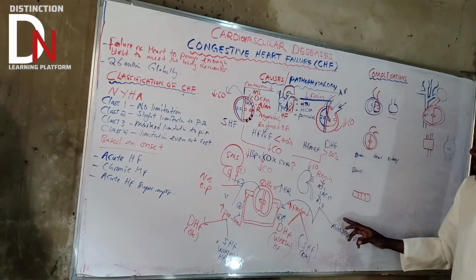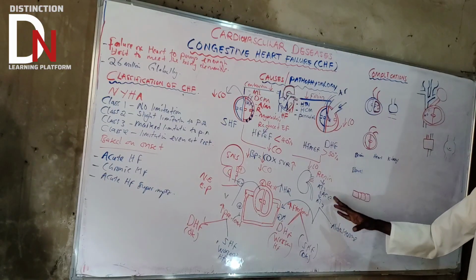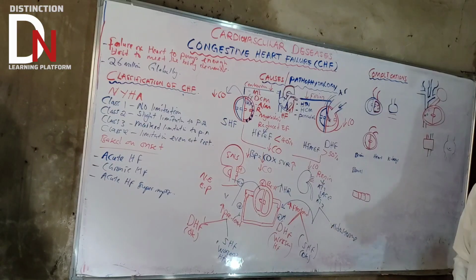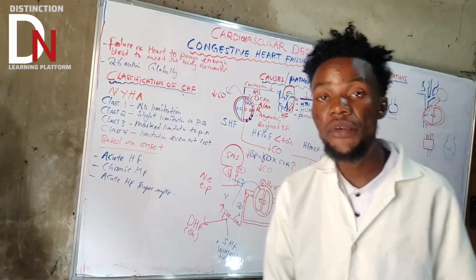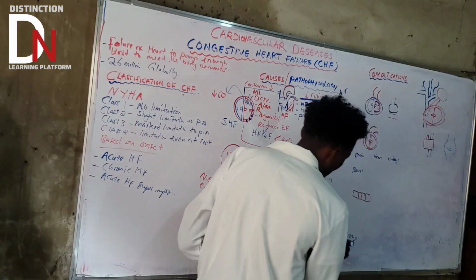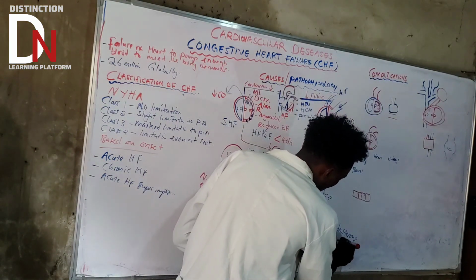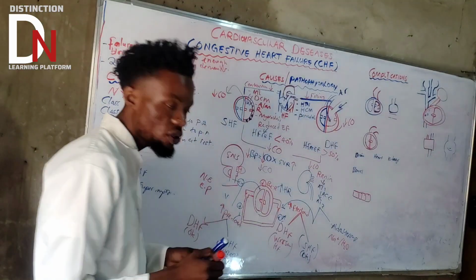Now, let's talk about aldosterone. Apart from angiotensin 2, what does aldosterone do? It's going to promote sodium and water reabsorption back into the body. A very important concept to understand.